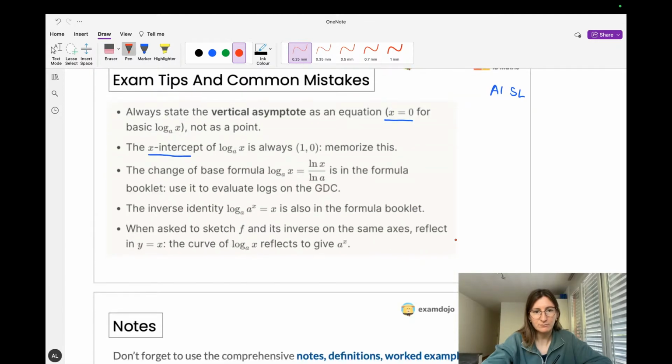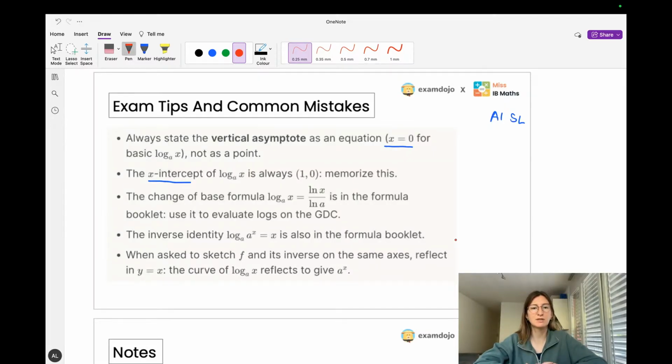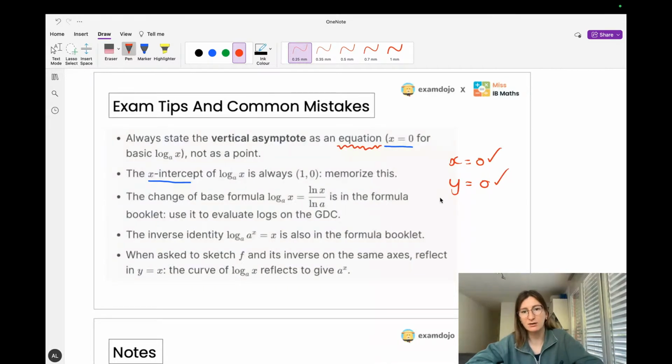And yeah, just remember to always state your asymptotes as equations. x equals 0 or y equals 0, not just the number 0. That is easy points that you can get, easy marks, 1 mark for each. And if you don't show the x or the y, it's wrong. Even saying vertical asymptote equals 0 is not appropriate. It must be an equation. And you need to show that you know that vertical is the x and horizontal is the y.